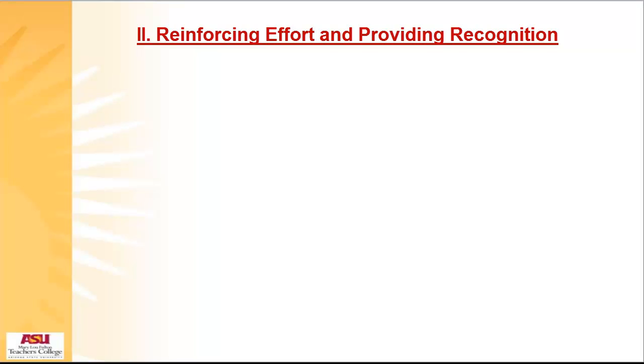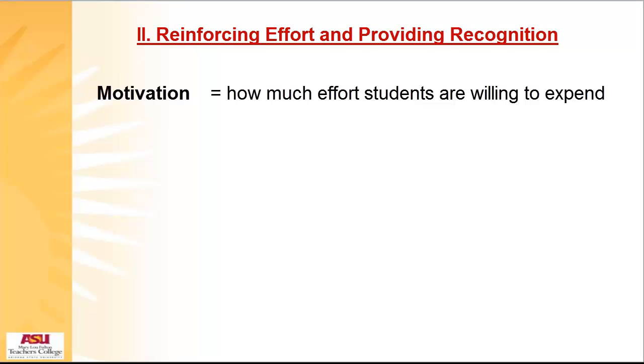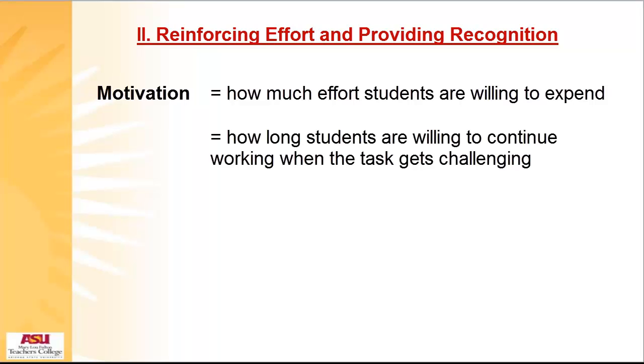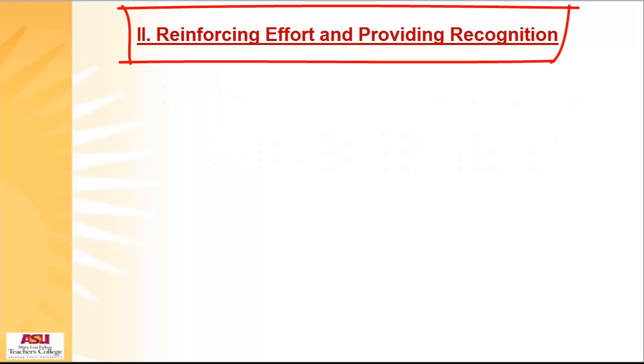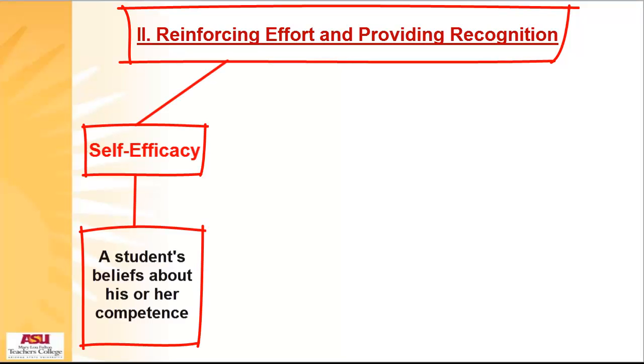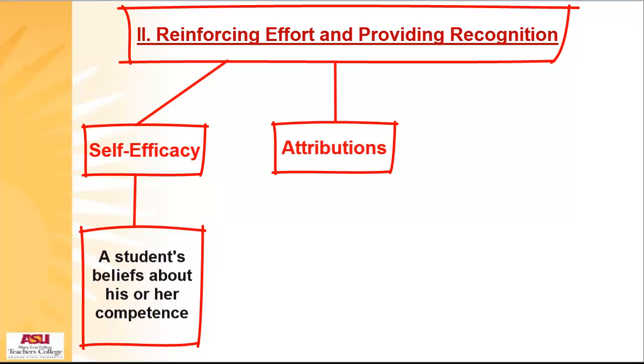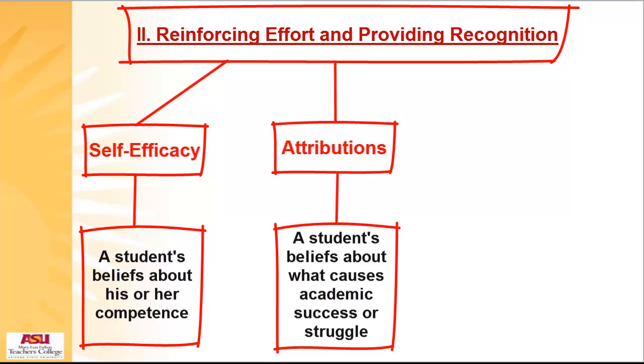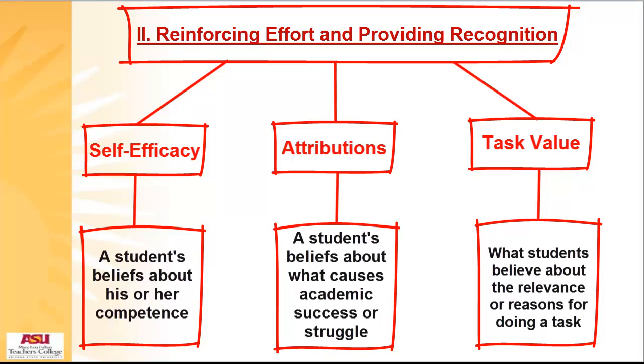The second Marzano strategy is reinforcing effort and providing recognition. This strategy relates to the key issue of student motivation, which involves how much effort students are willing to expend, as well as how long they are willing to continue working when the learning or the task gets challenging. Reinforcing effort and providing recognition can affect things like self-efficacy, which is a student's beliefs about his or her competence, attributions, which are a student's beliefs about what causes academic success or struggle, and task value, which is what students believe about the relevance or reasons for doing a task.